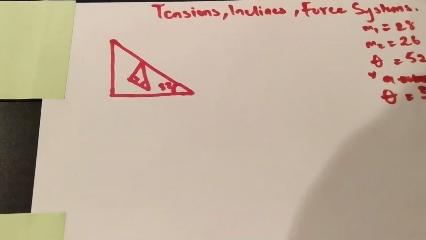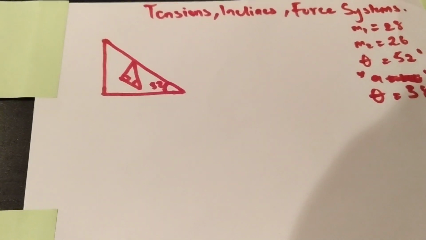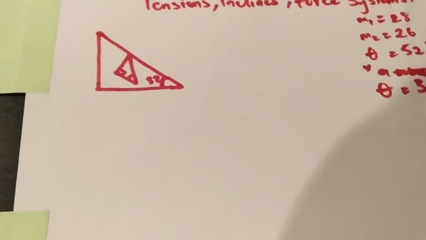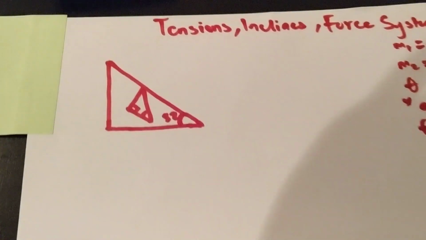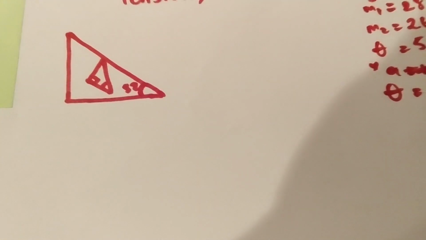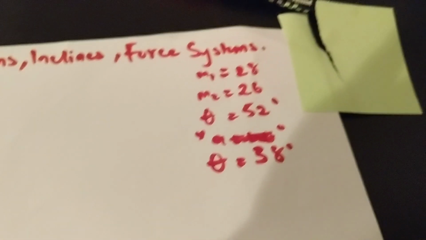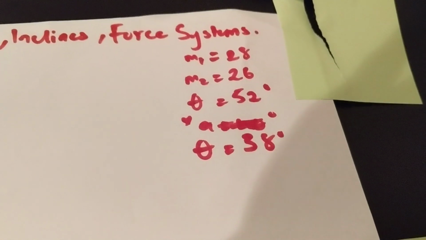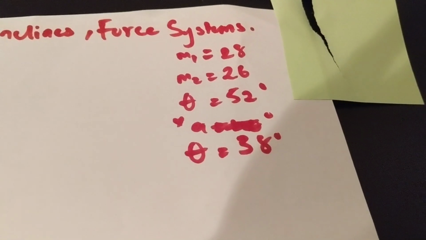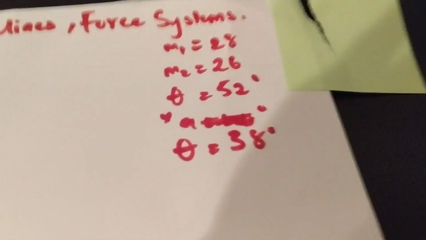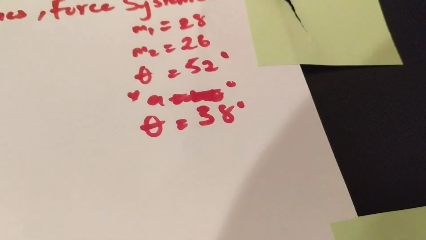So, tension, inclines, and force systems. Okay, so first we have a triangle, and the masses which I chose for this problem are 28 for the first mass and 26 for the second mass. The angle on the incline is 52 degrees, and we're going to solve for the inner triangle.